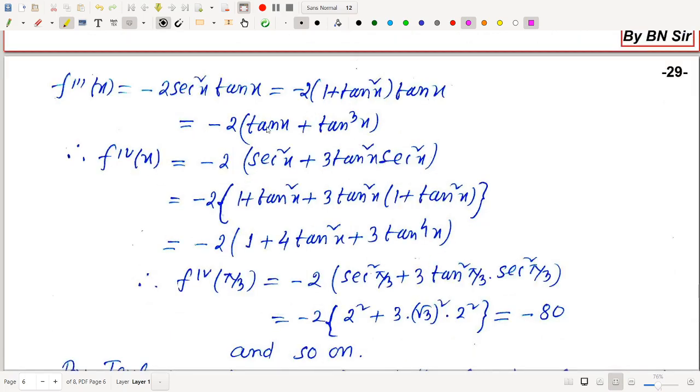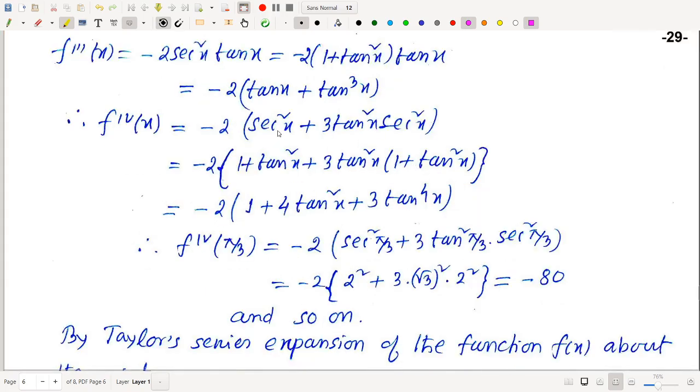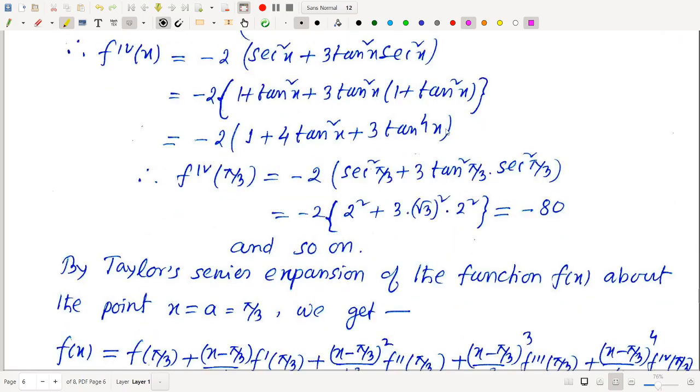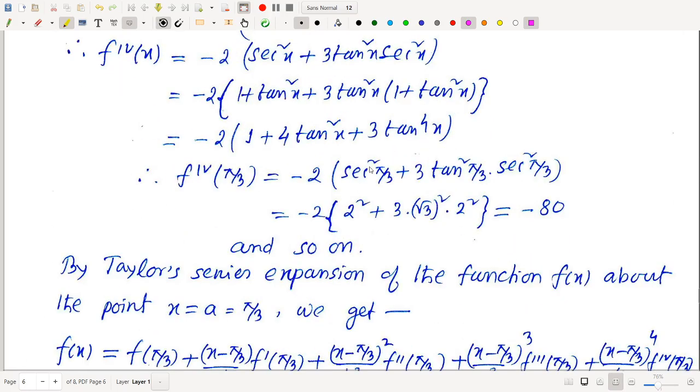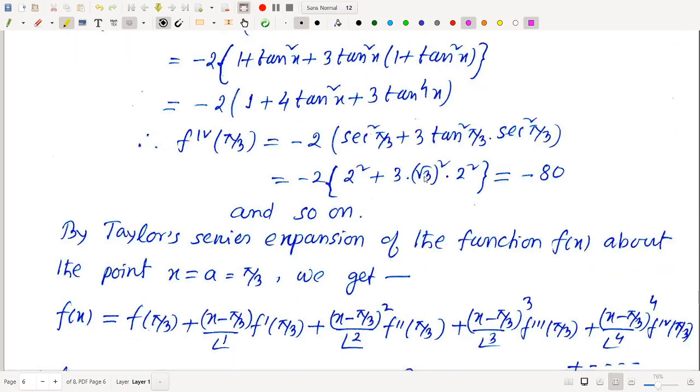The derivative of tan x is sec square x, and tan cube x is 3 tan square x into sec square x, by the chain rule. Again this sec square x is written as 1 plus tan square x. So finally we get 1 plus 4 tan square x plus 3 tan to the power 4 x. It will be easier to find the 5th derivative, that's why. So the 4th derivative at pi by 3 is, substituting, 2 sec square pi by 3, 3 tan square pi by 3, and sec square pi by 3 here. So it is 2 square, root 3 square, again 2 square. So finally minus 80.